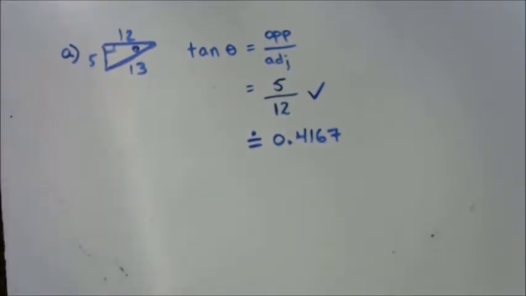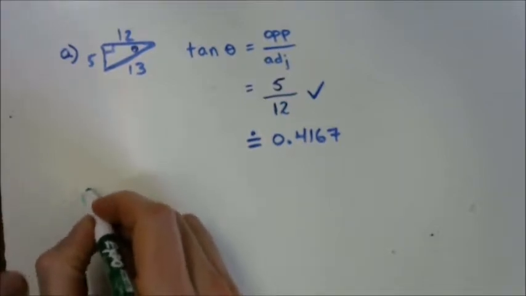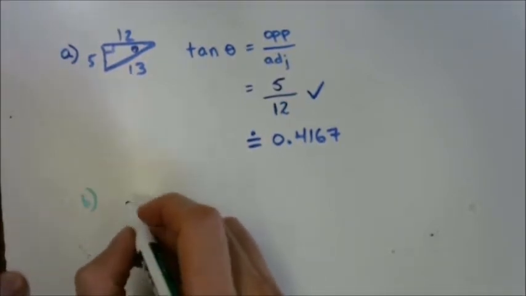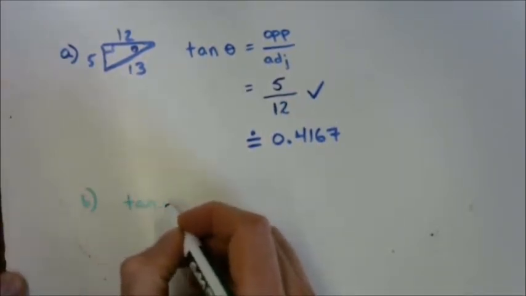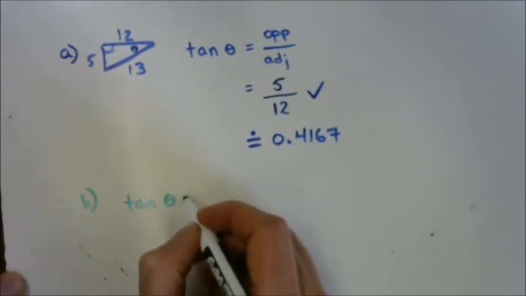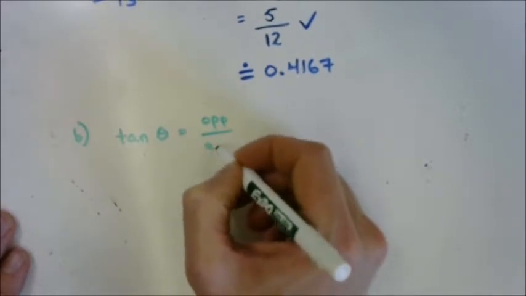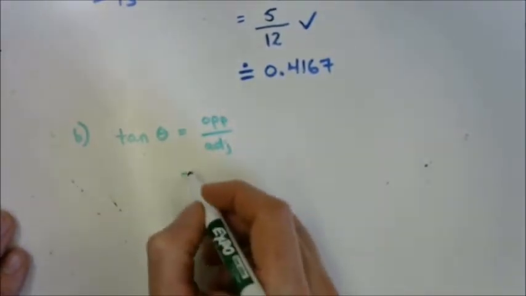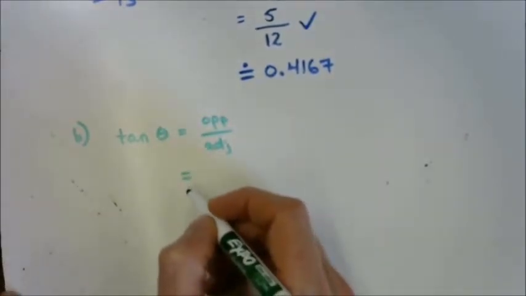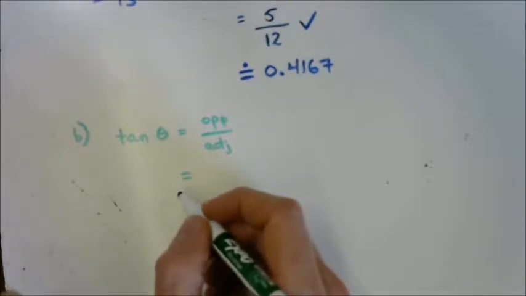I'm going to do B with you. I'm going to allow you to do C on your own. So B, I'm not going to draw. But again, each time we know that the tangent of theta is equal to the ratio of the opposite side over the adjacent side. And we're in a different triangle, so we just need to make sure that we identify properly opposite and adjacent. So in this situation, which of the legs is opposite?